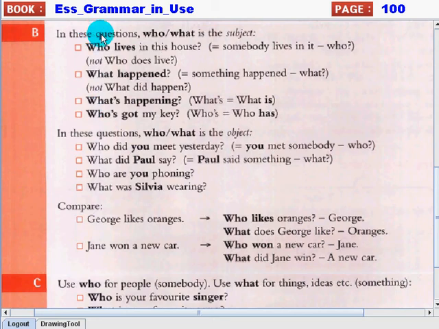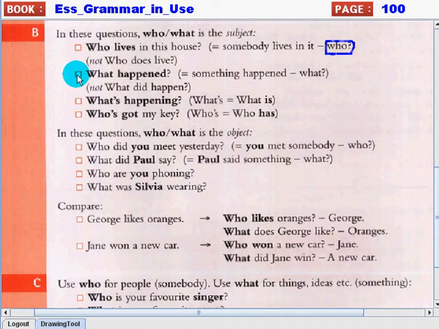Look at these questions. These questions start with who or what. And who and what is the subject of these questions, okay? The subject used in these sentences. Let's start. Who lives in this house? You cannot say who does live, right? This question means somebody lives in this house. And who, okay, we have to know who is the person living in that house, which is the subject of our sentence, who.